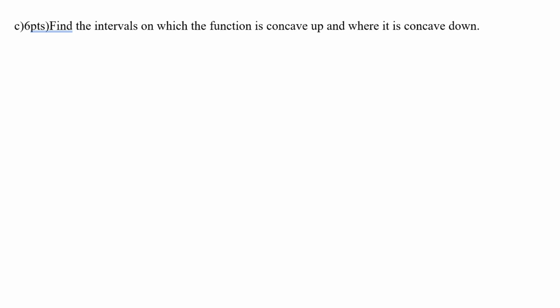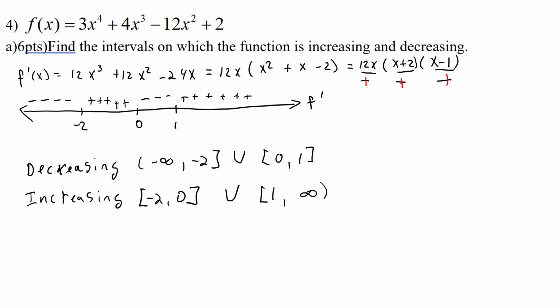Find the intervals on which the function is concave up and where it is concave down. Right? So again, what tells us concavity? The second derivative. So we had the first derivative was 12x cubed plus 12x squared minus 24x.